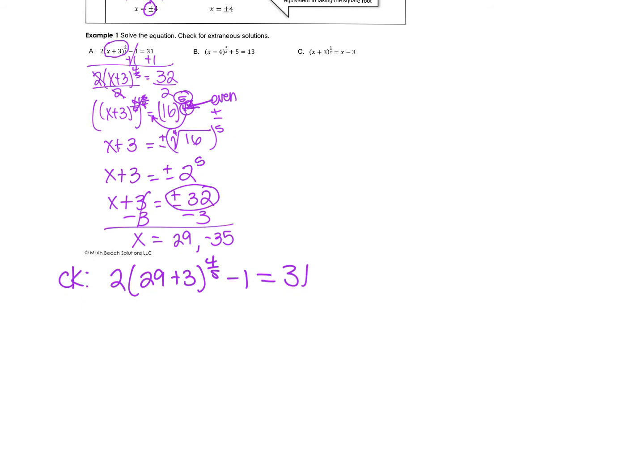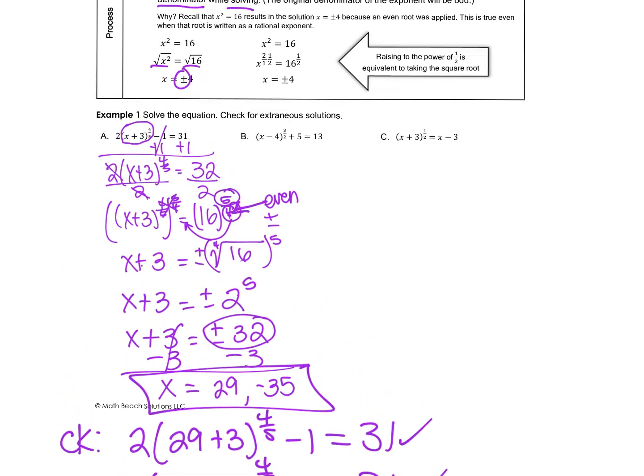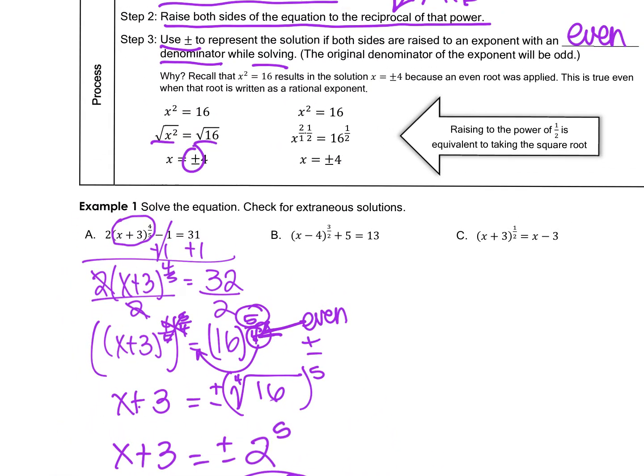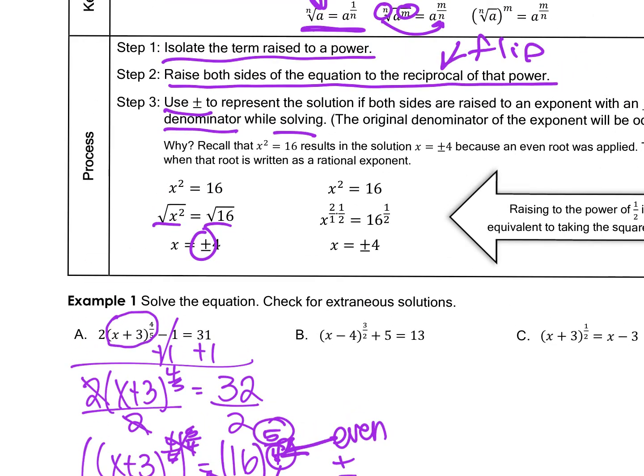So again, you can use a calculator when you work this one out. I'm just going to save some time. It works out. And then you have to also check the negative 35. So just plug it in the calculator if you're using it. Plug in exactly as you see it. So that one also works out. So we have two solutions on this one, 29 and negative 35. So this is solving an equation that has a rational exponent. So really it's the same thing as solving radical equations because we can rewrite it with a radical.